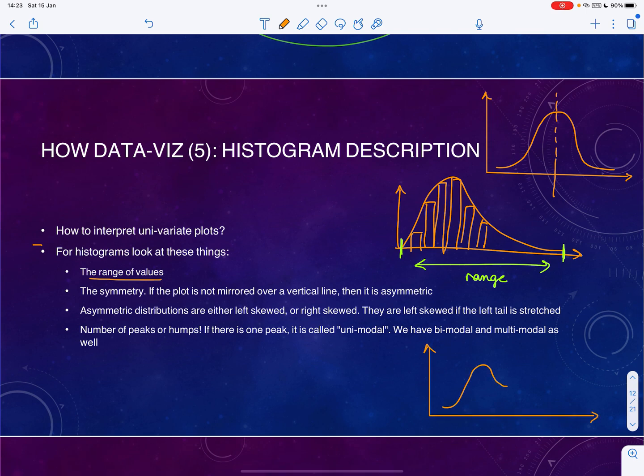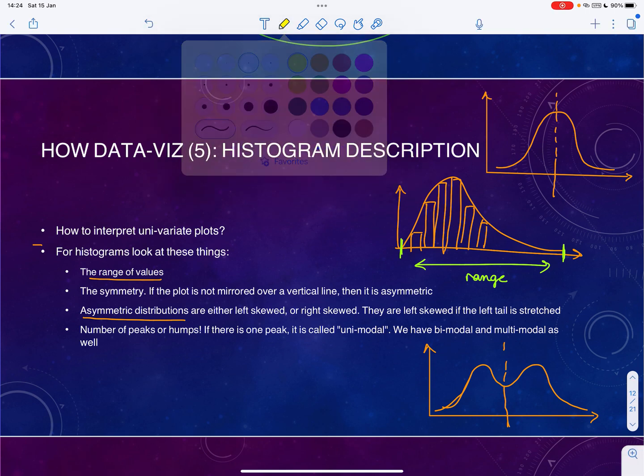Let's say two humps like a camel. This is another example of symmetry. Okay, it's not that much symmetric, but I think okay. So the second thing that you need to comment is about the symmetry. That if it is not symmetric, then it is asymmetric, okay? And asymmetric distributions are skewed, either right skewed or left skewed.